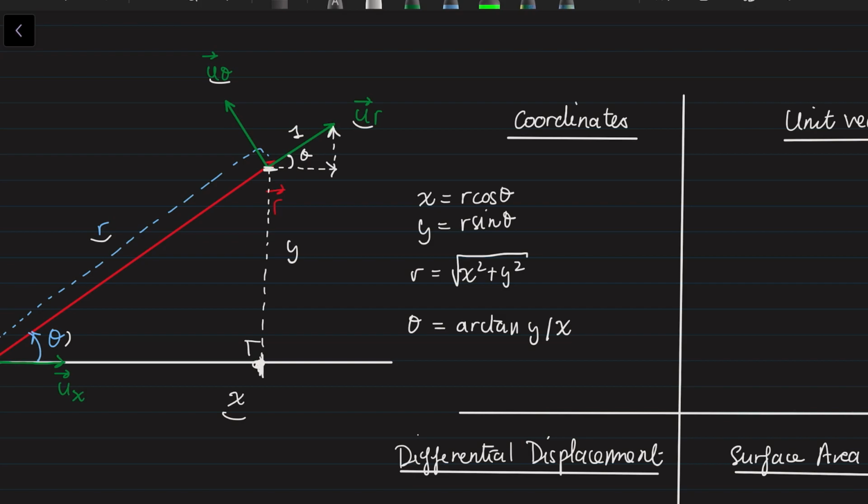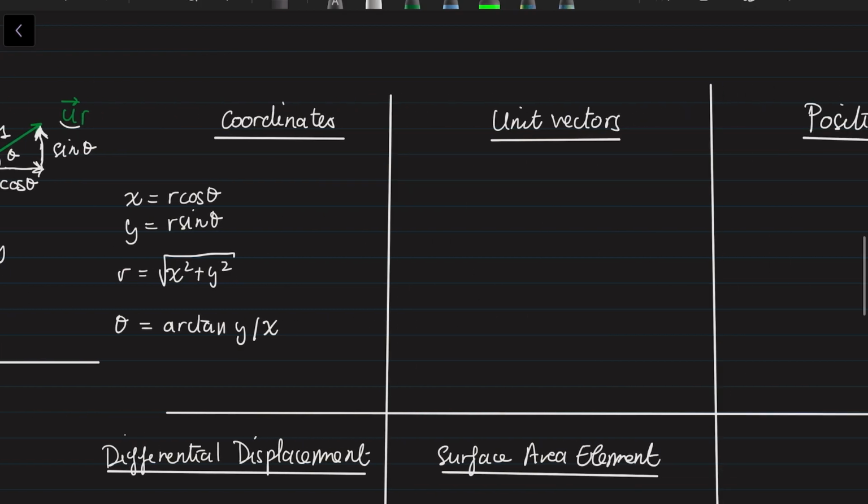Okay, and actually we see that this length is just cosine theta, and this height is just sine theta. So my u_r is just cosine theta times the x direction plus sine theta times the unit y vector. So u_r equals cosine theta u_x plus sine theta u_y.